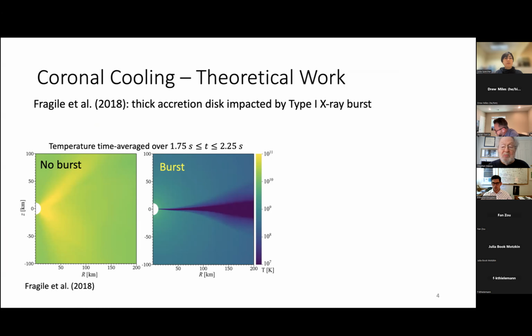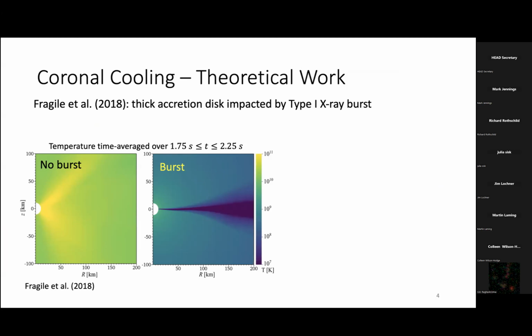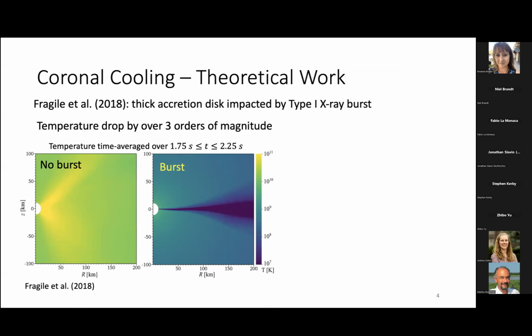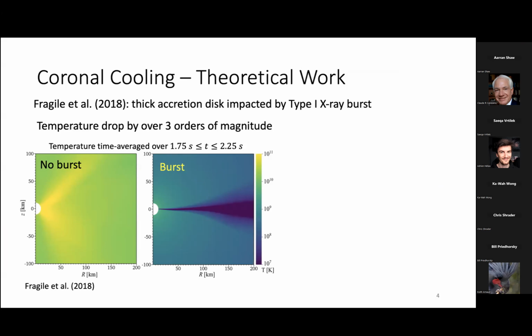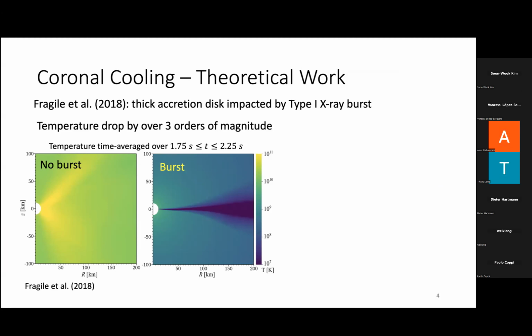By comparing these two figures, you can see that the presence of the X-ray burst caused significant cooling of the simulated corona. Fragile et al. found that the temperature dropped by over 3 orders of magnitude due to the burst photons Compton cooling down the simulated corona. As you can also see by looking at these figures, this coronal cooling also led to structural changes.